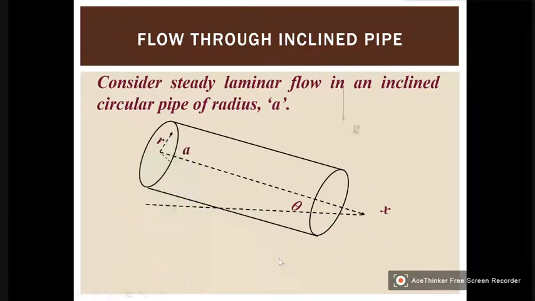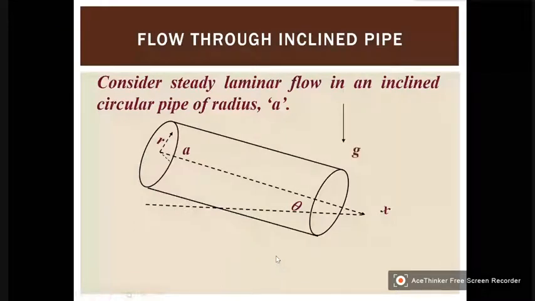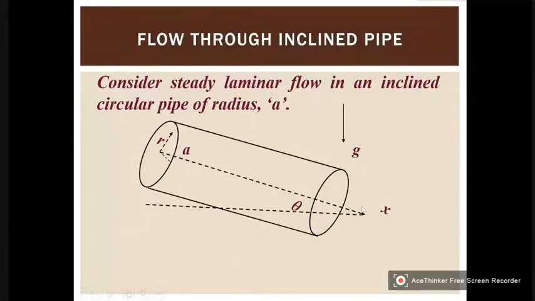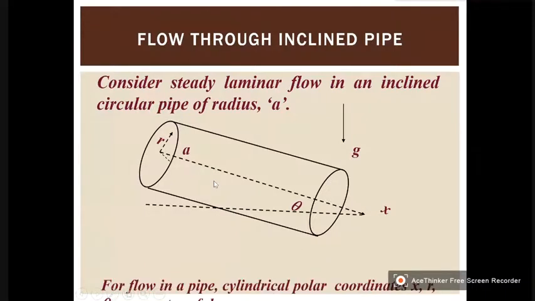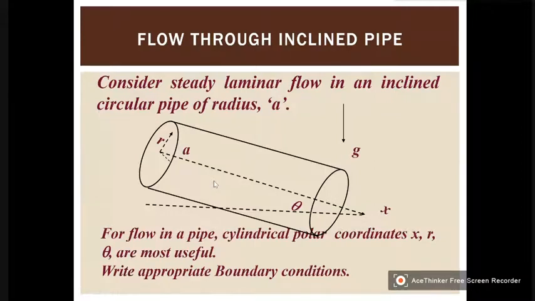The gravity will be acting vertically downwards. So it means that there will be a component of g in the x direction as well as in the r direction. So for flow in a pipe, cylindrical polar coordinates x, r, theta are most useful. So the first step which we have illustrated or identified is to draw the sketch and then identify the coordinate system.